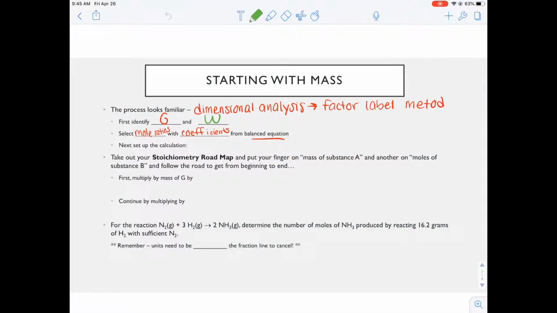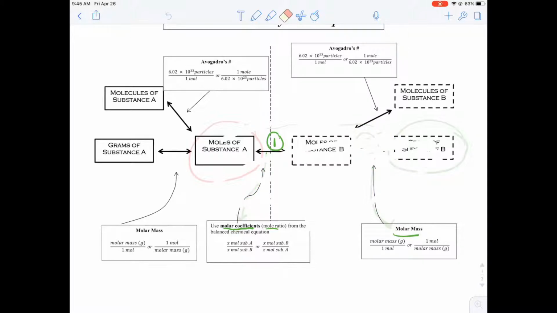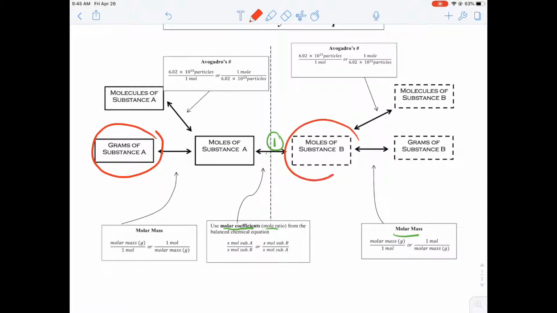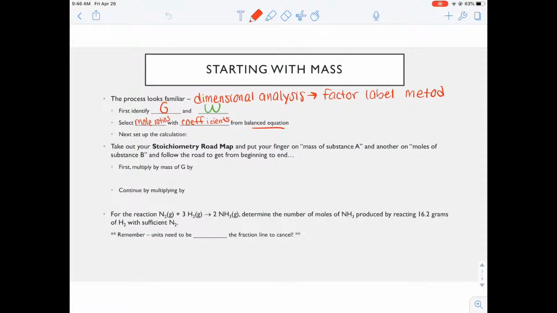Okay, so take it out. Put your finger on it, does it say starting with mass? Oh, yes. Oh, I did this wrong. Sorry, guys. We're going this way. It said starting with mass, so we're going to go from mass to moles. So first, we're going to use molar mass. Second, we're going to use a coefficient. Sorry, guys. All right, so mass to moles. Follow the road to get from beginning to end.